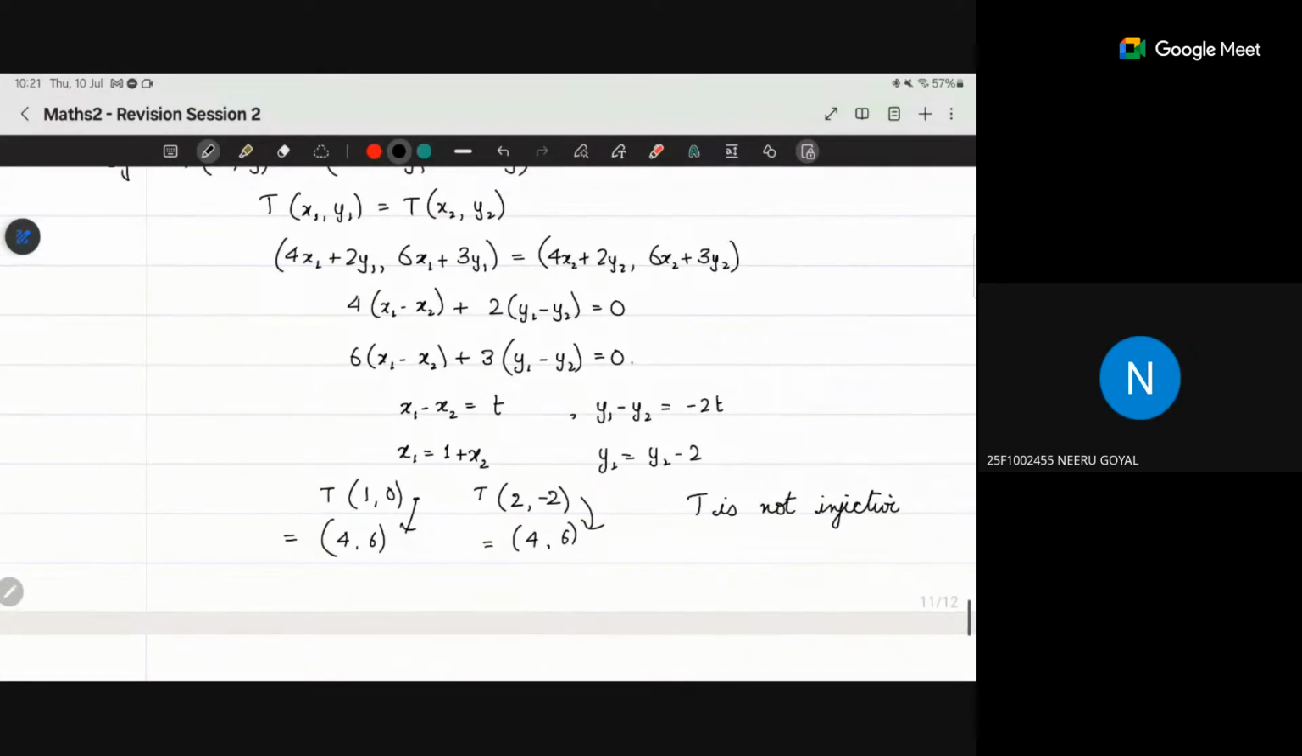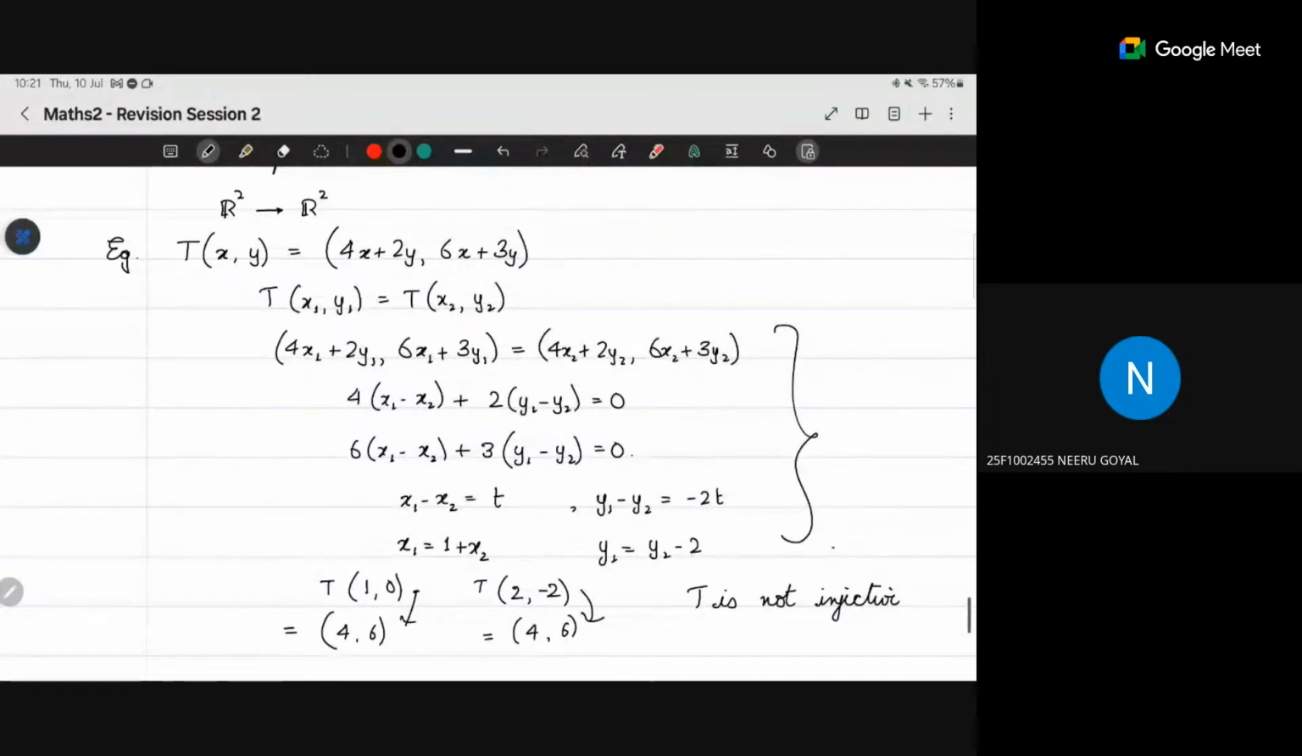How we got T of 2, minus 2 as 4, 6? Okay. Forget about this part. This whole thing you don't pay attention to. Just take the definition of this and observe that T of 1, 0 is 4, 6 and T of 2, minus 2 is also 4, 6. I just substitute 1, 0 in this and 2, minus 2 in this. I'll get 4, 6 in both cases.